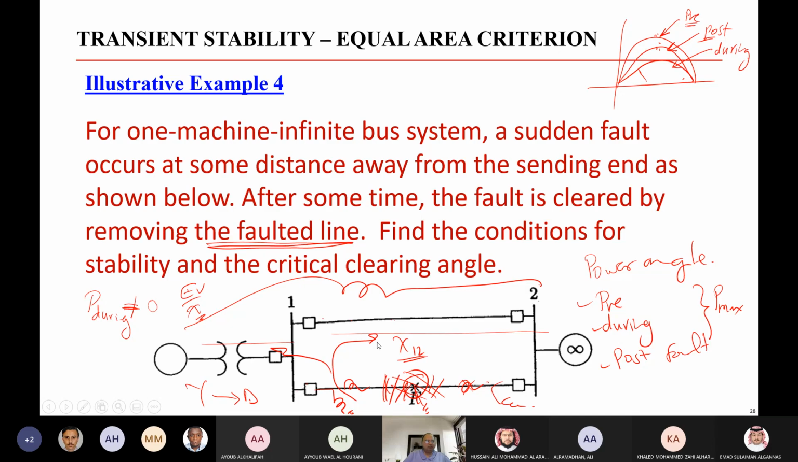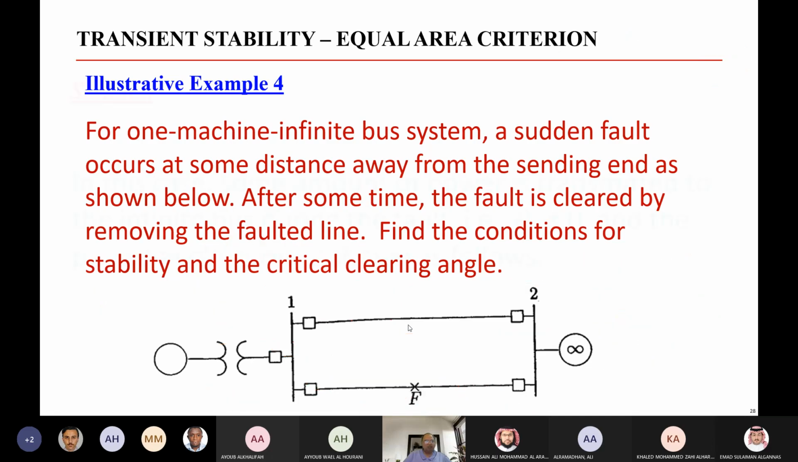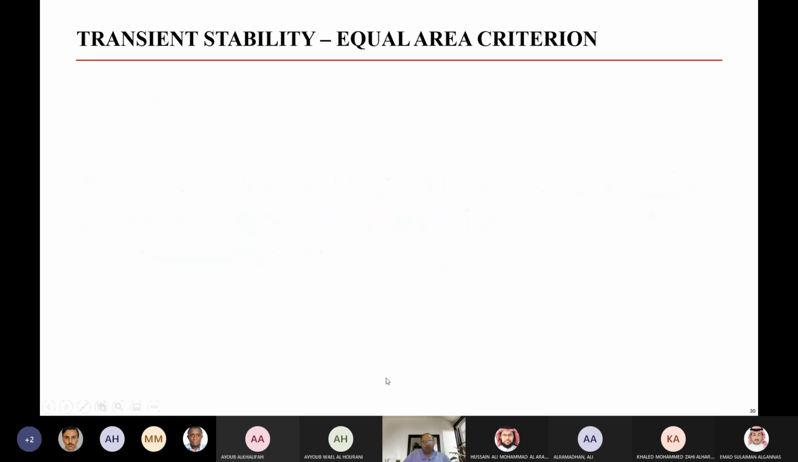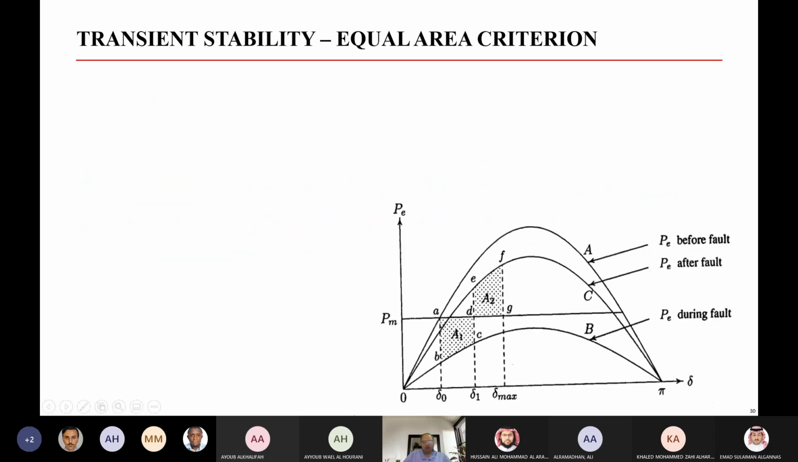Then with this transfer reactance we can get the power during the fault. In this case, some amount of power is transmitted to the infinite bus during the fault, meaning that P max is not equal to 0, and the power angle curve is shown as follows. You can have here 3 curves: before fault or pre-fault, post-fault, and during fault. So the scenario will be as such.